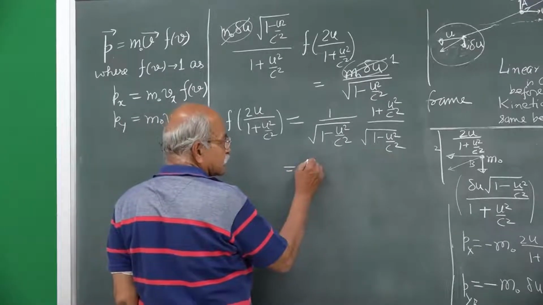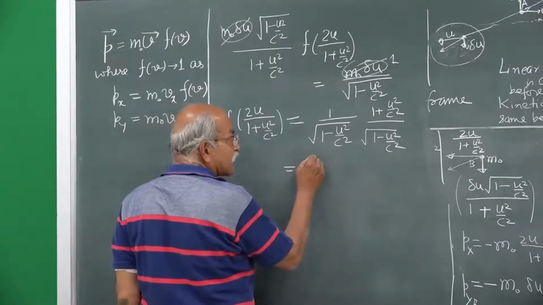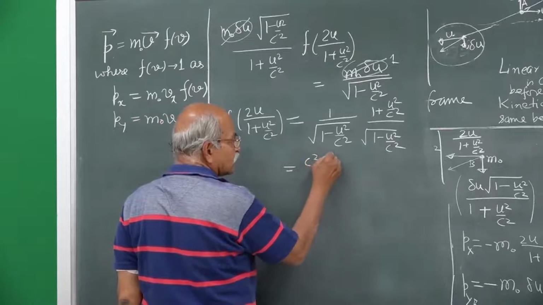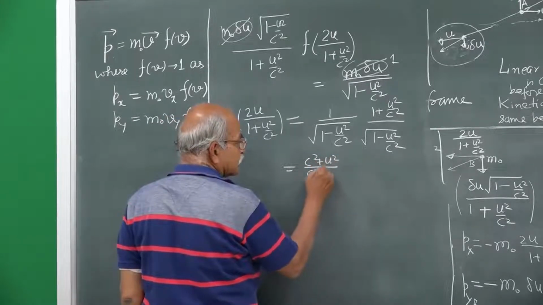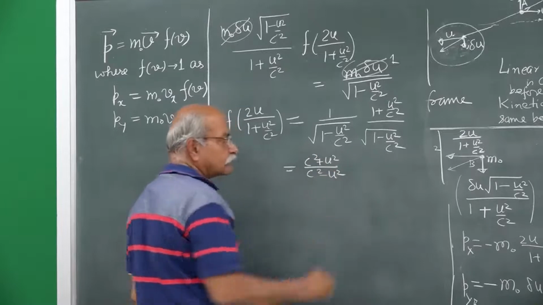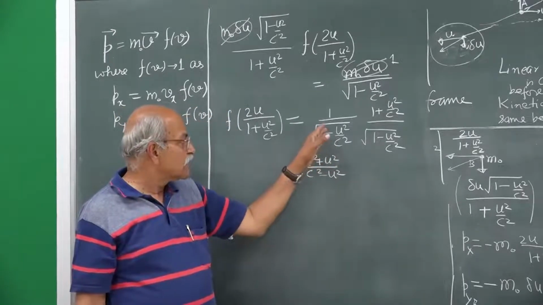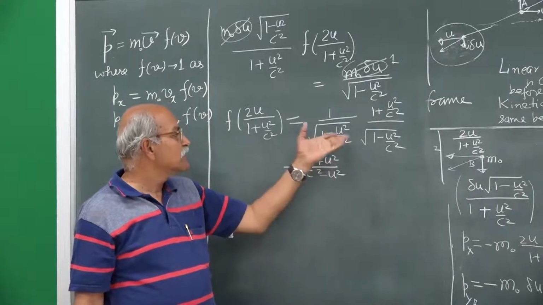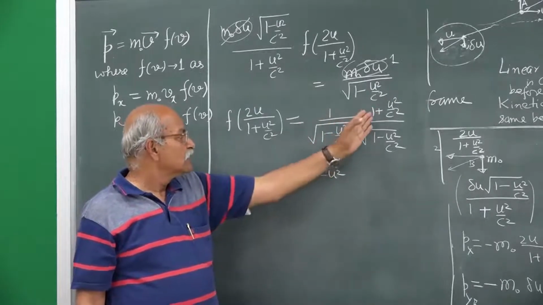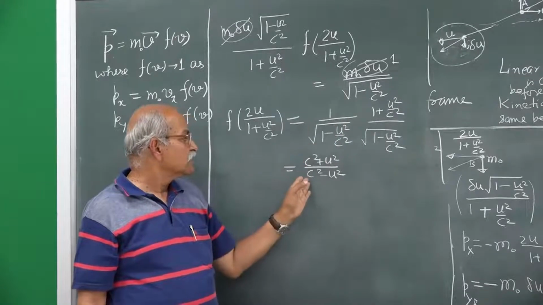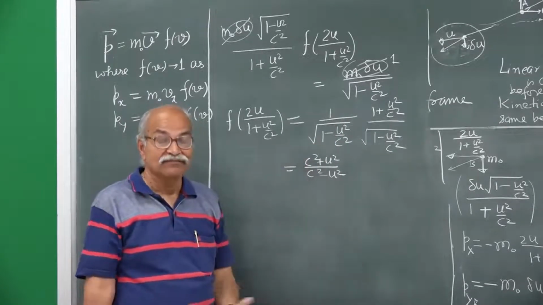So, this is just, say, c² plus u², and here c² minus u². Okay, this is square root and this is square root. They become just 1 minus u²/c², multiplied by c² in numerator and denominator. This is c² plus u² and this is c² minus u².